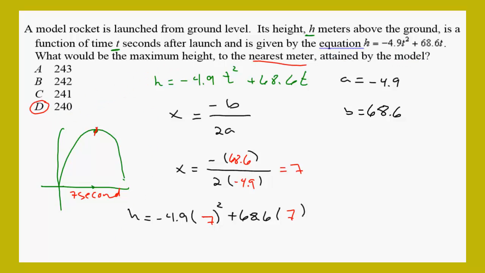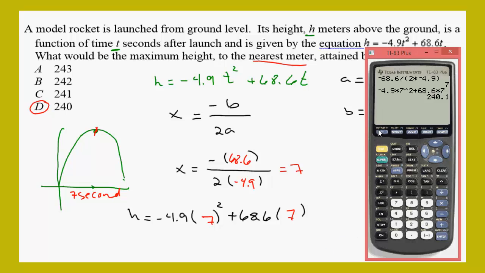Another way to solve this problem is using the graphing calculator. You graph the function and find the maximum point. Of course, h is the same as y, t is the same as x. You're not going to use the t in the calculator because the t doesn't have any value in the calculator here. Instead, use negative 4.9 x squared plus 68.6x. Graph this function. Okay, it's out of bound here.